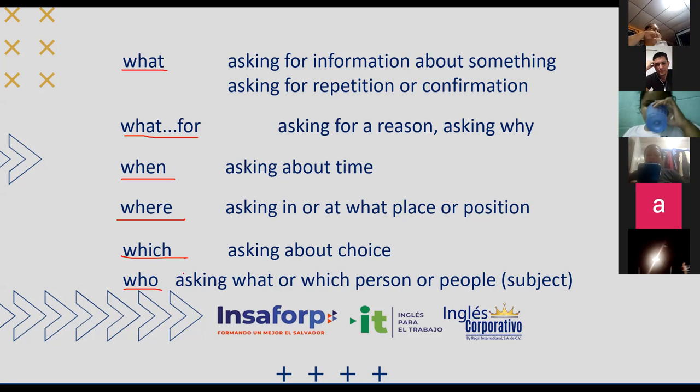Okay, who? Remember, we use who, what, or which to talk about person, people, or subjects, right? If I use who, I'm talking about a person. If I use what, I'm using it for information, for things. And if I use which, I'm talking about things too. Which school do you go to? Which company do you work at? Who are you talking to? What are you eating? So we use it to talk about things also, or subjects, and we use who to talk about people.